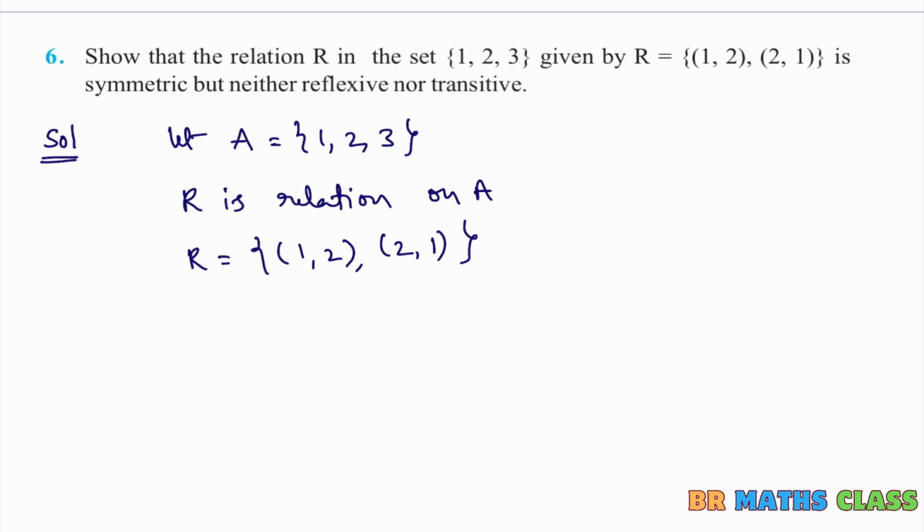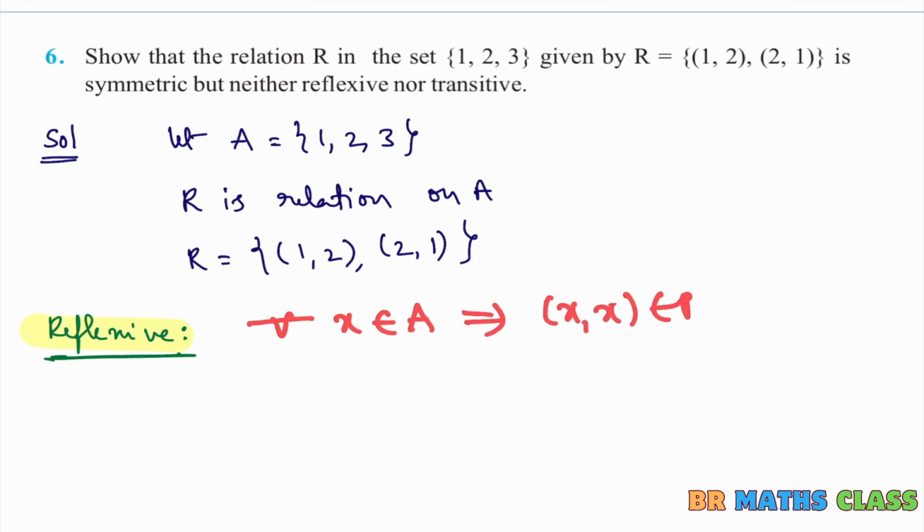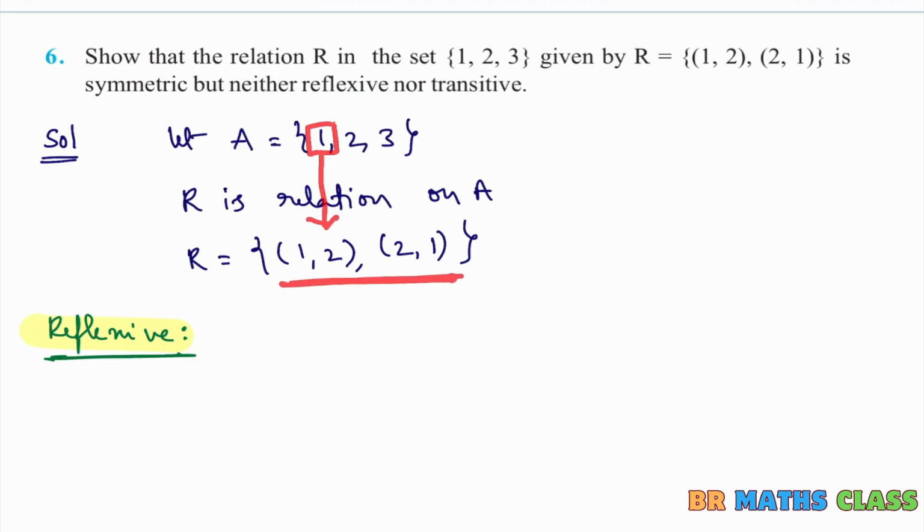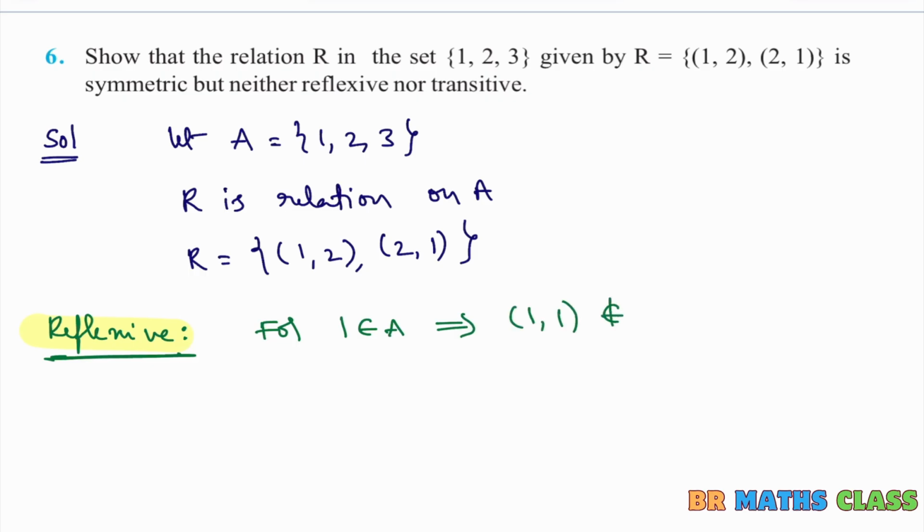Okay, one by one we will check in order. First we will check the reflexive condition. What is reflexive? For every x in set A, if the ordered pair (x, x) belongs to the relation, then I say that relation is reflexive. For every x in A, here 1 is there in set A, right? You look, is (1, 1) there in this relation? No. So what I'll write here: 1 belongs to set A, but the ordered pair (1, 1) does not belong to the relation. That implies the relation R is not reflexive.